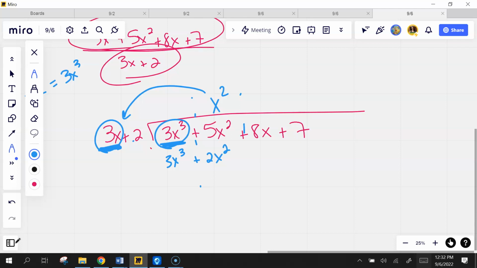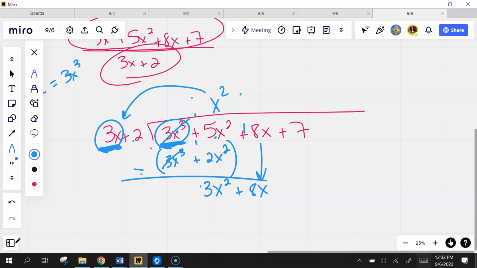Now what do you do? If you were doing regular long division, what would you do? Subtract. So I'm going to subtract this, but not just the first one, I'm subtracting everything. So 3x cubed minus 3x cubed cancels. 5x squared minus 2x squared is what? 3x squared. Now what? Yep, bring down the 8x.